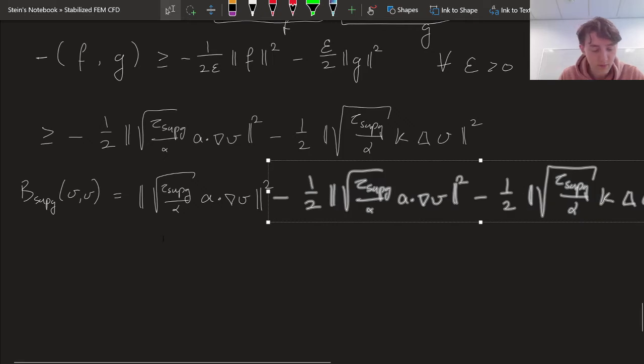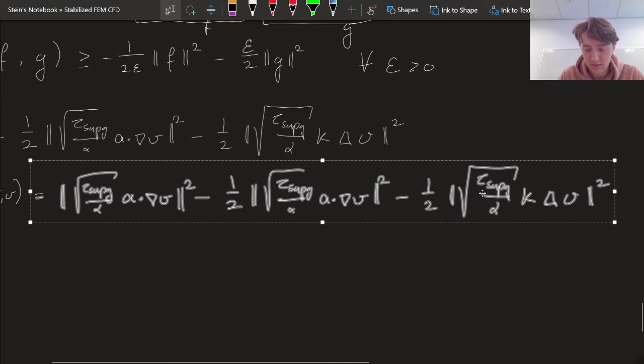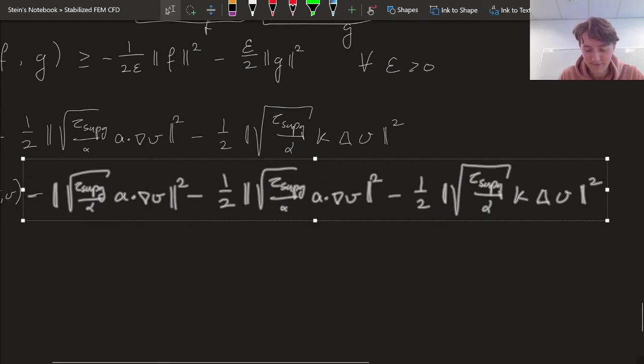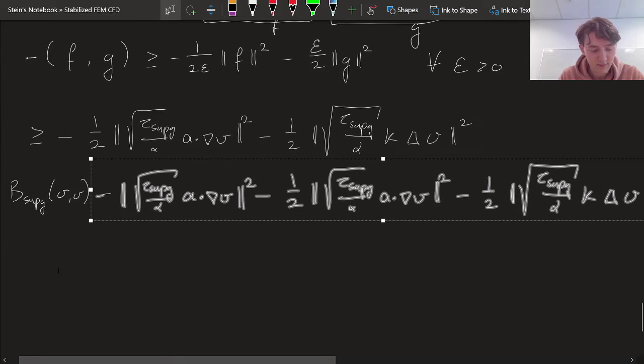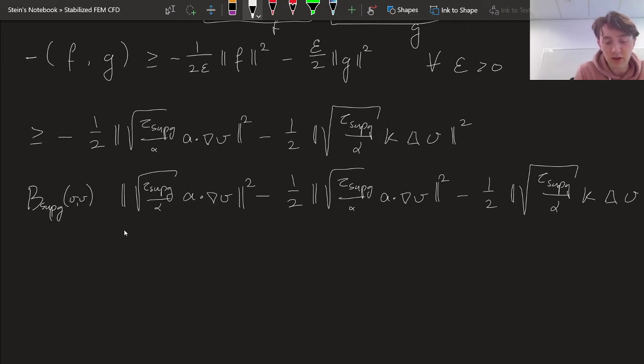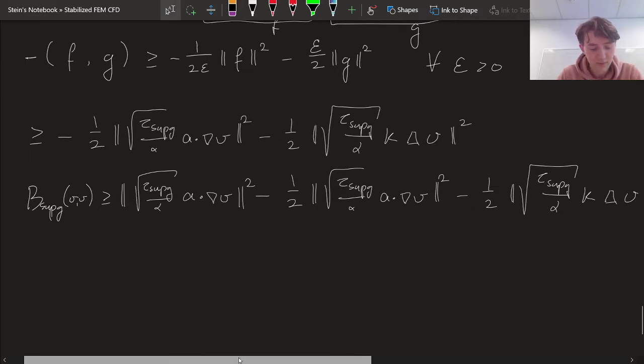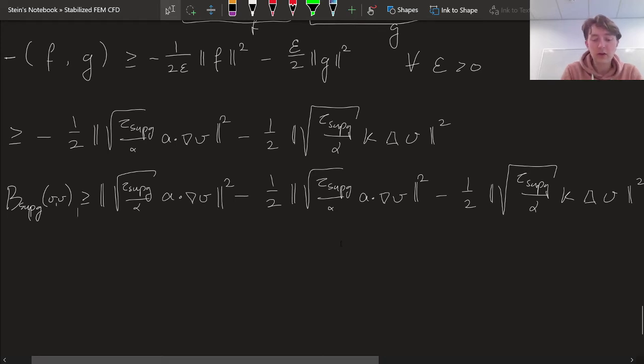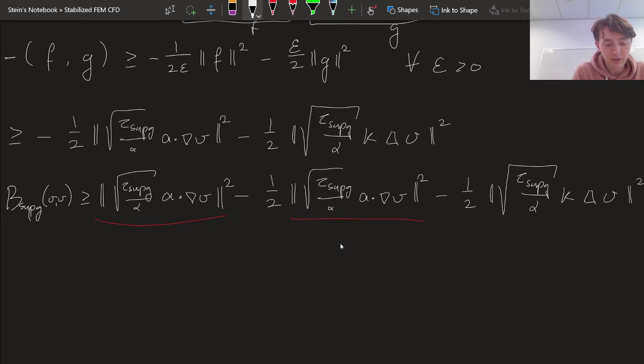B SUPG V comma V, and now it's going to be larger than or equal to, right? We get this. Now these are the same terms, so we get that this is going to be larger than or equal to half of this. That's what's left. And this should then be the sum over the different elements, so this is going to be the L2 inner product over the complete domain omega.